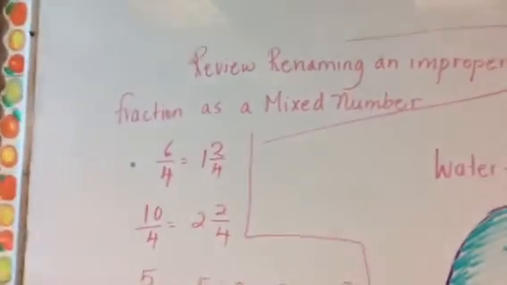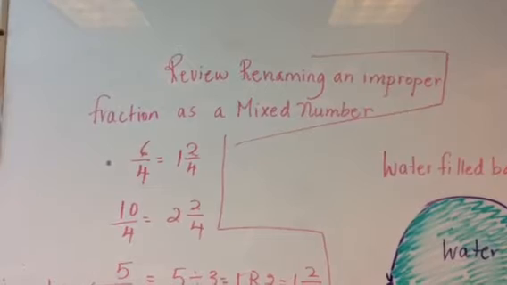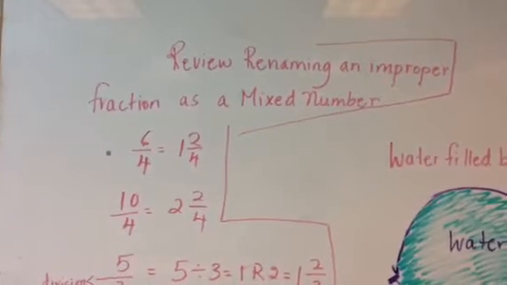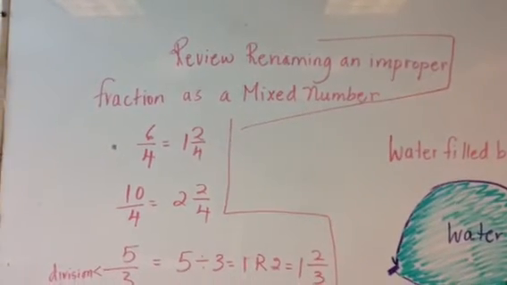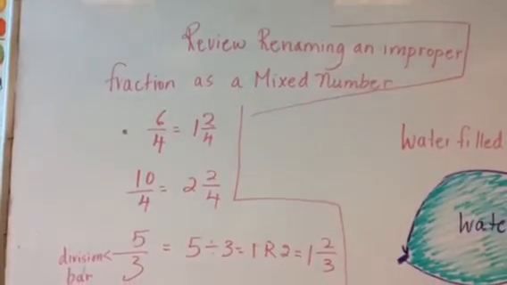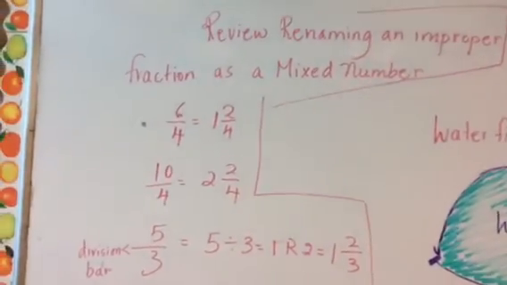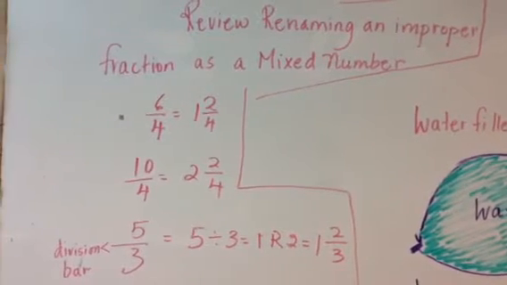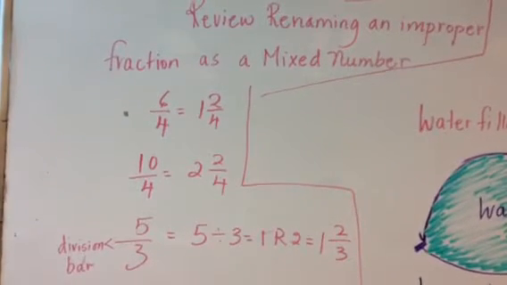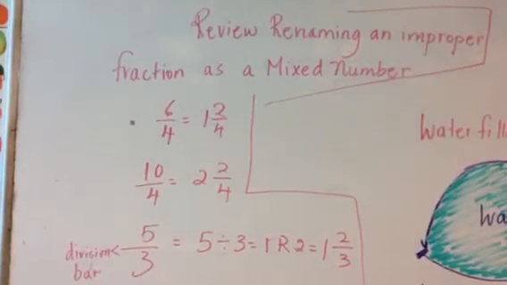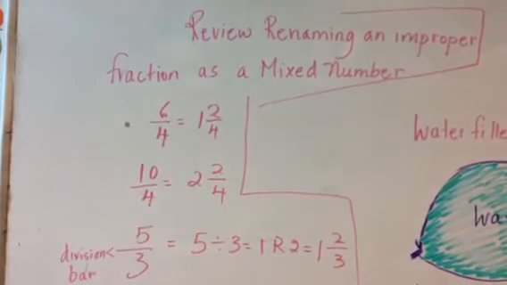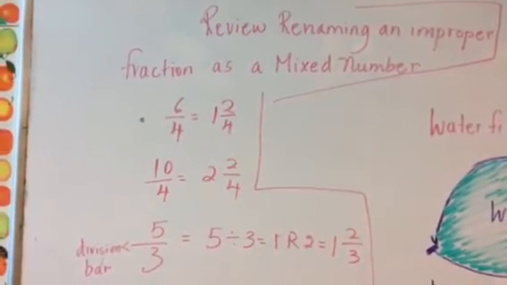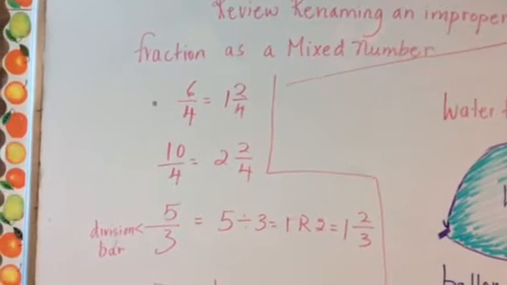So let's look at the whiteboard saying review: renaming an improper fraction as a mixed number. 6/4, you will rename it 1 2/4. 10/4 is an improper fraction. You would rename it 2 2/4. Now, how did I get 2 2/4? Let's look at the next problem.